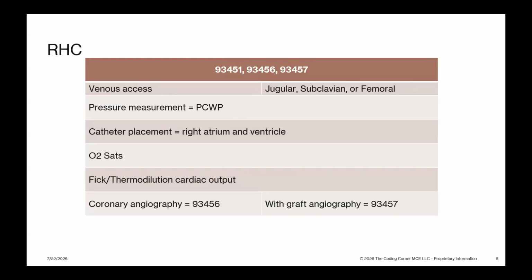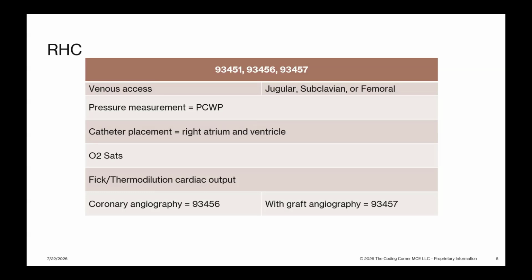A right heart cath uses venous access, usually jugular, subclavian, or femoral. We measure right-sided pressures and the PCWP, check oxygen saturations, and calculate the cardiac output using Fick or thermodilution. If coronary angiography is done, use 93456. If grafts are imaged, use 93457. Otherwise, use the basic right heart cath 93451.